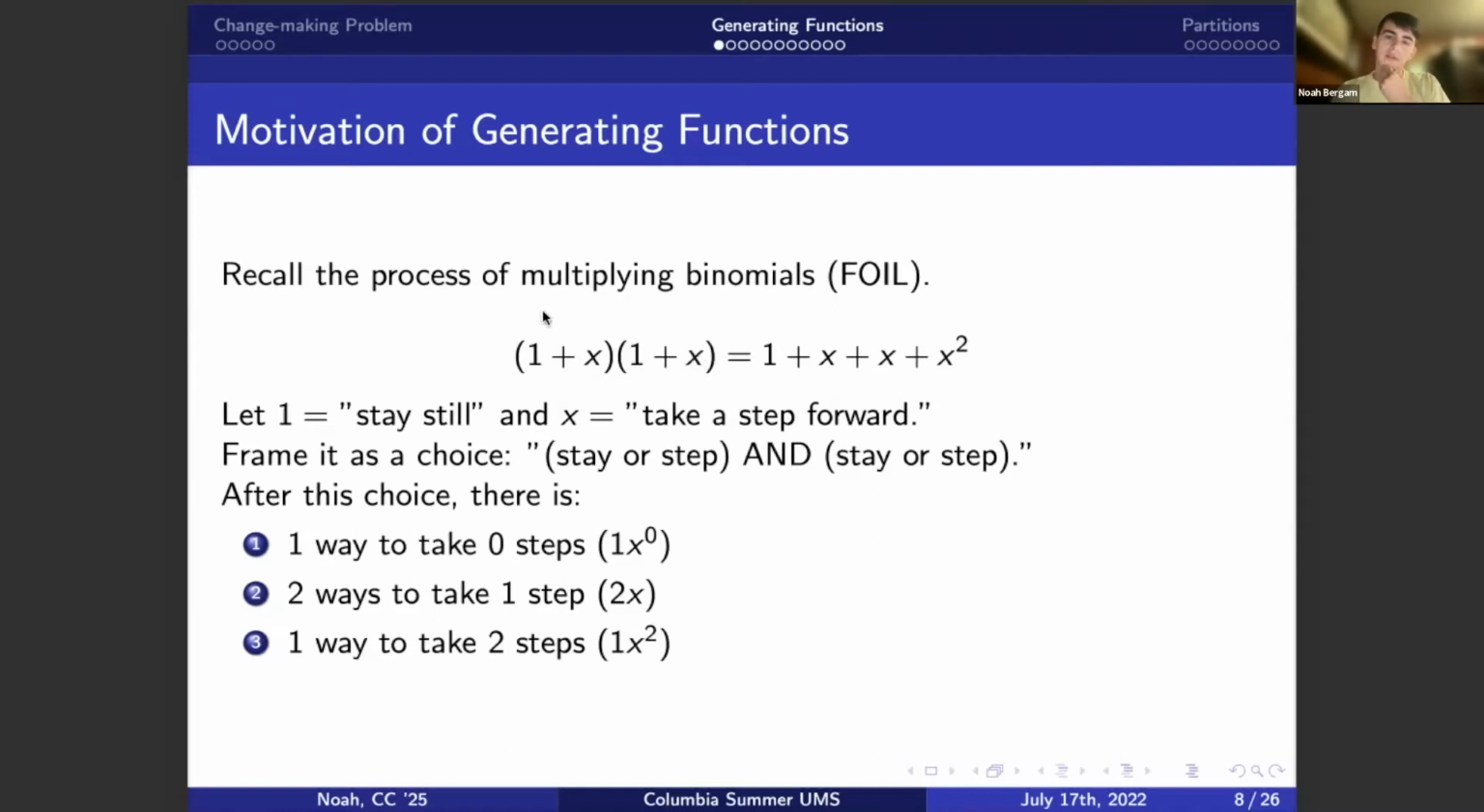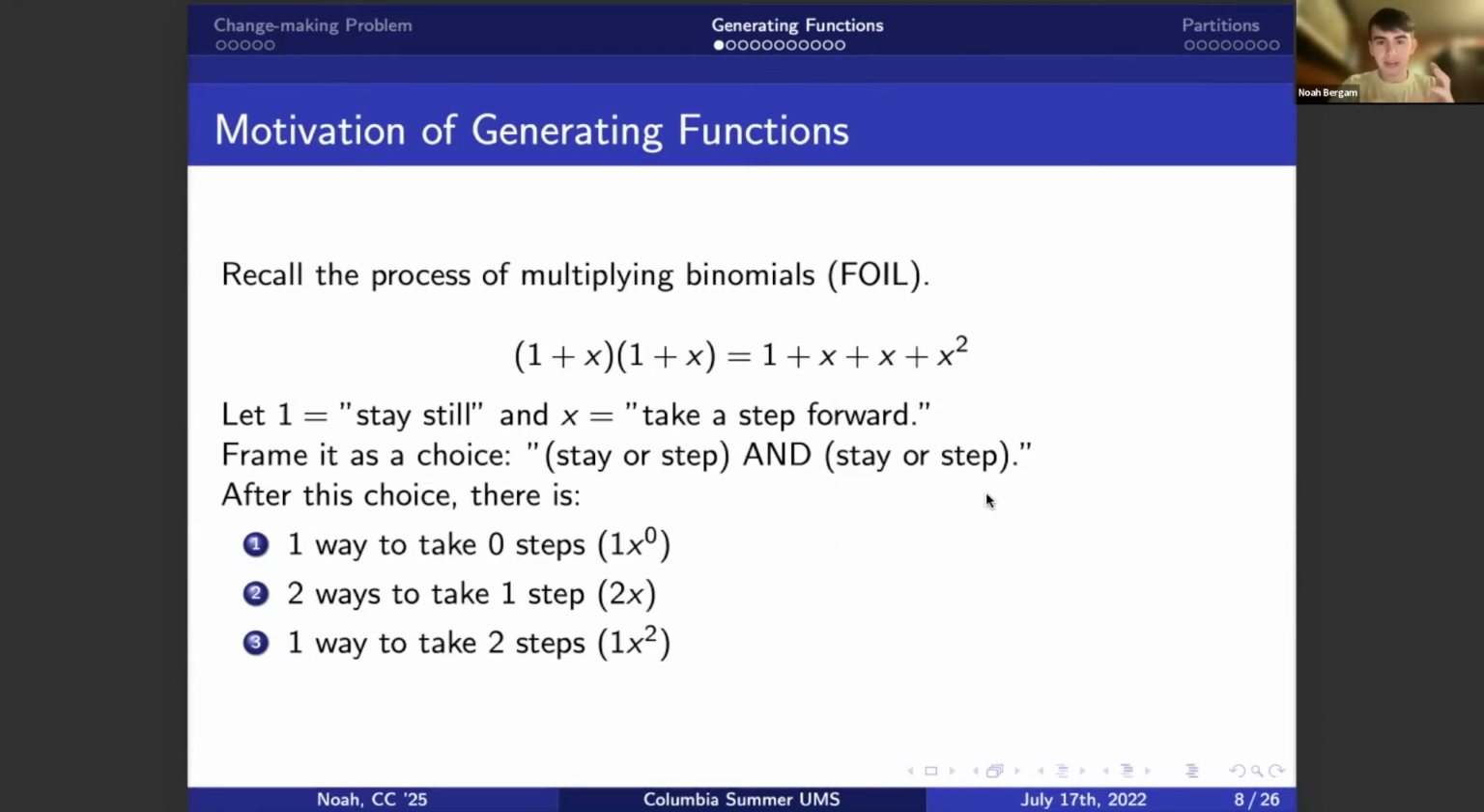And when you make this choice, this polynomial actually encodes the answer for you, because it tells you that there's one way to take 0 steps, right? That's to stay and stay. There's 2 ways to take 1 step. That is to stay and step, or step and stay. And then there's 1 way to take 2 steps, which is to step and then step, right? This might seem like almost like a childish exercise, but it really is telling you something powerful about what polynomials can do.